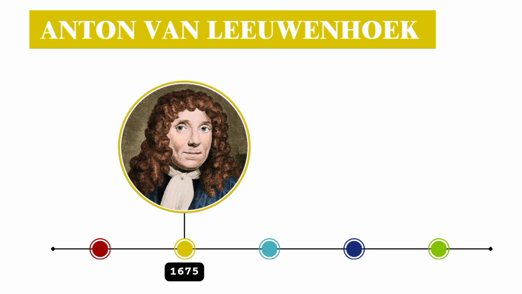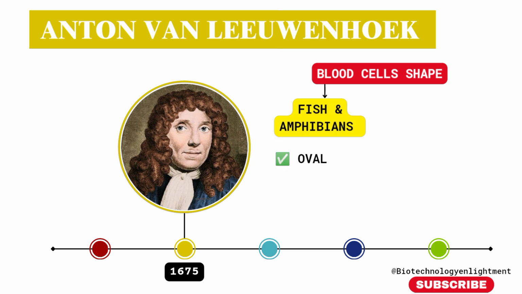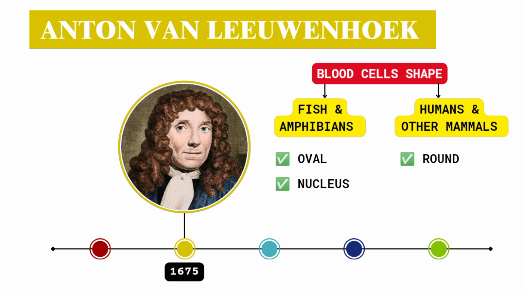When he was observing the shape of blood cells, he discovered that fish and amphibians have oval blood cells that contain a nucleus, while humans and other mammals have round blood cells that do not contain a nucleus.